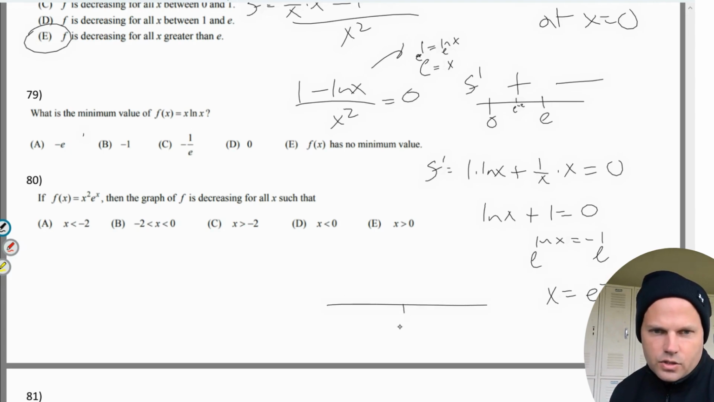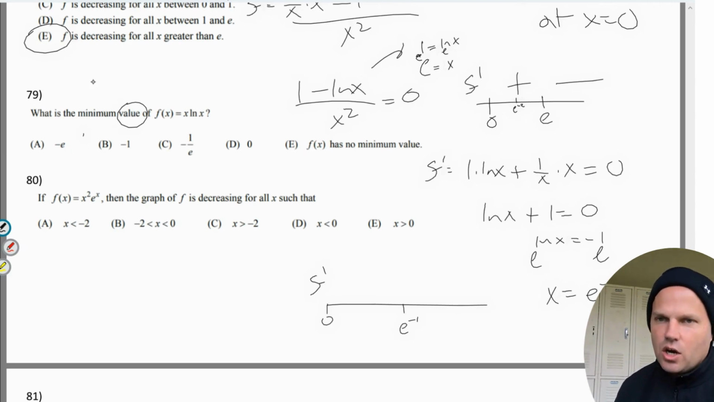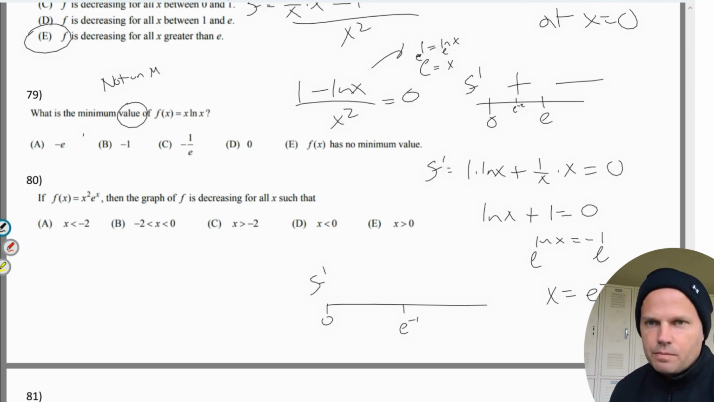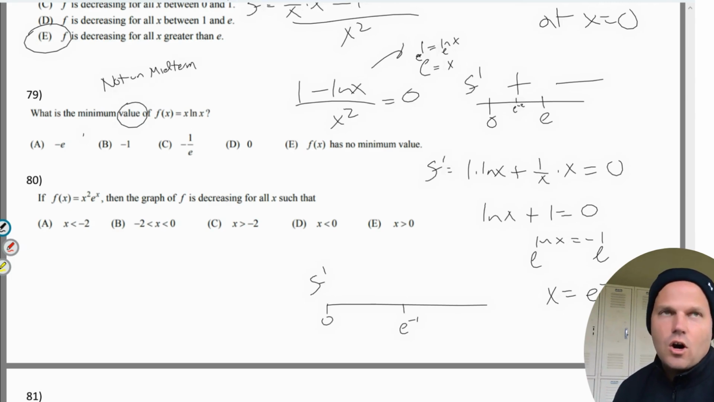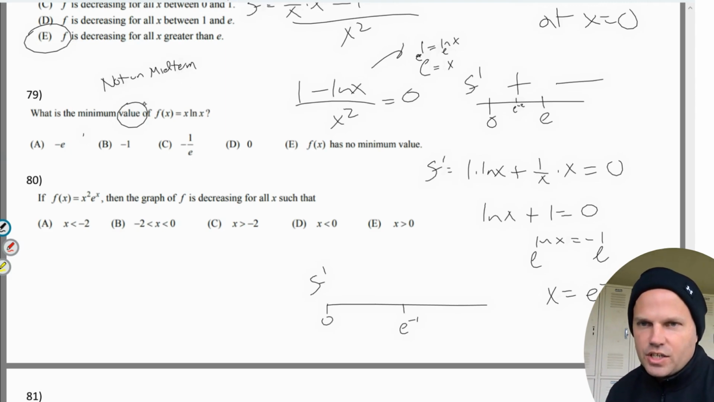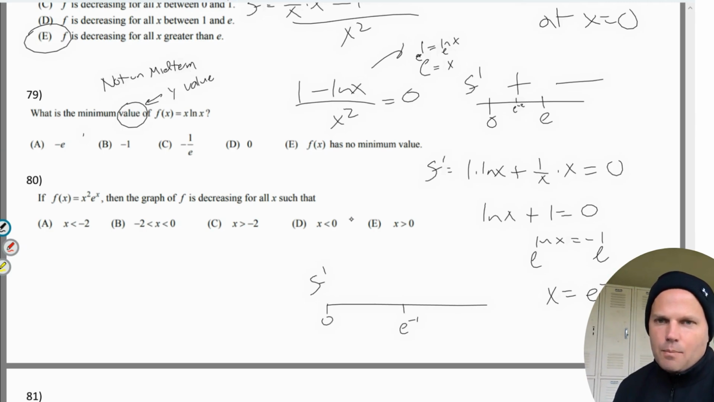Okay, now here's the tricky part. It asks you for the minimum value. We're not going to really be asked this on your midterm. We will talk more about overall minimums and overall maximums next unit. But since it's value, we're talking about the y value. I'm probably going to ask you, like, where do we have a minimum? Like, what x coordinate is there a minimum at?